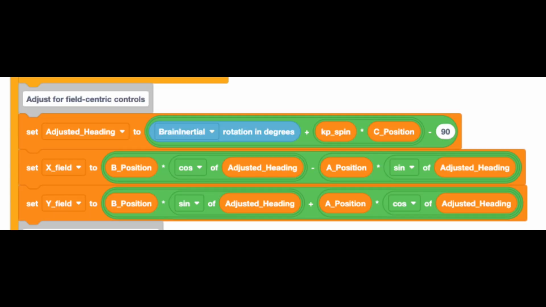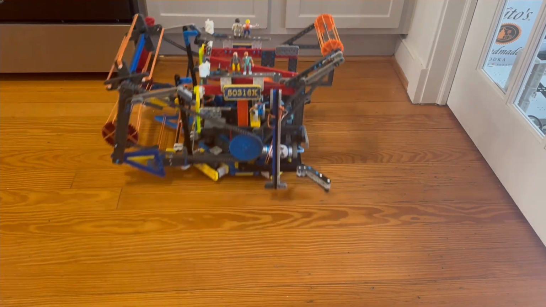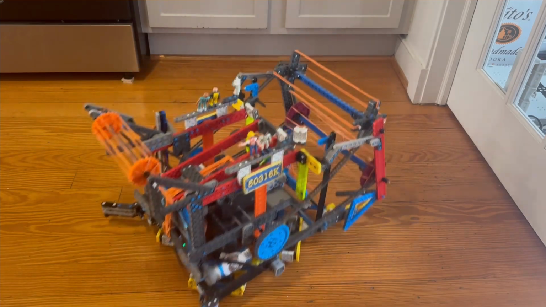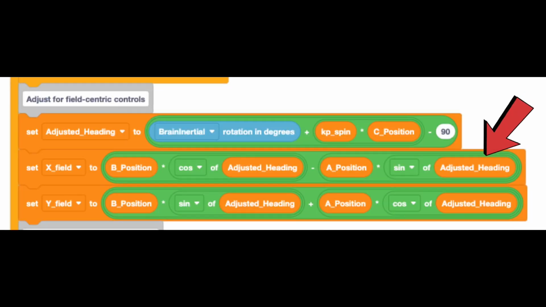We also used field-centric controls. This means that when you push the movement joystick away from you, the robot moves away from you, regardless of the heading of your robot. This uses some trig formulas to rotate the inputs from the movement joystick relative to the heading of the robot. We subtract 90 degrees because the robot actually points to the left instead of straight away from us, because we are loading balls in the front from the left and scoring out the back of the robot to the right in Rapid Relay.